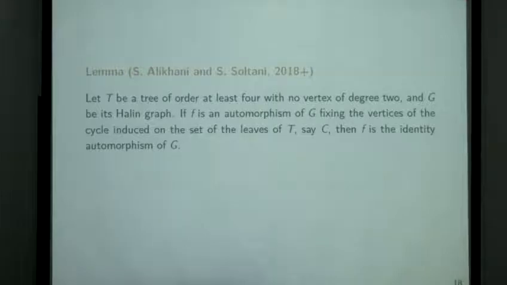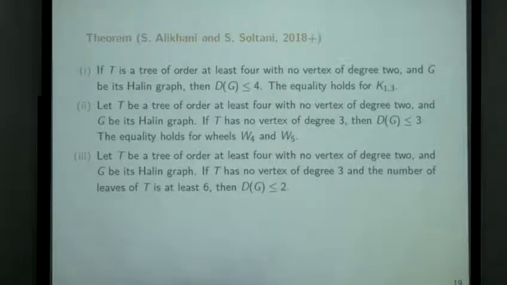Okay, to study the distinguishing or symmetry breaking for the Halin graphs, we need this lemma that states if T is a tree of order at least 4 with no vertex of degree 2 and G is its Halin graph, then if f is an automorphism of G fixing the vertices of the cycle induced on the set of the leaves of T, then f is the identity automorphism of G. Okay, we use this lemma to prove this theorem that if T is a tree of order at least 4 with this condition that no vertex of degree 2 and G is its Halin graph, then the distinguishing number of the Halin graph is at most 4.